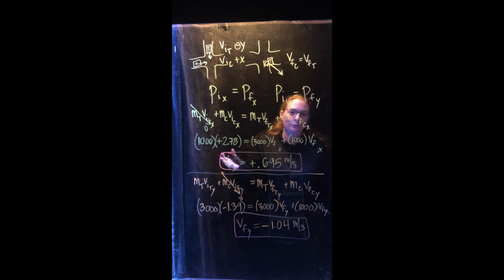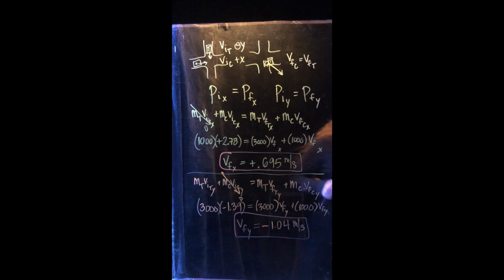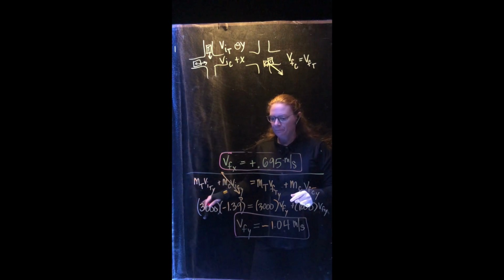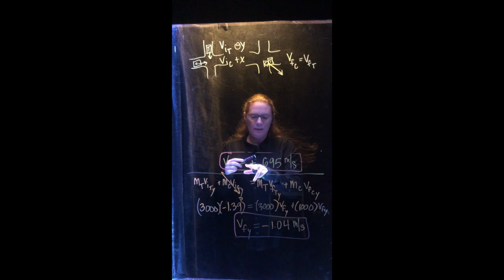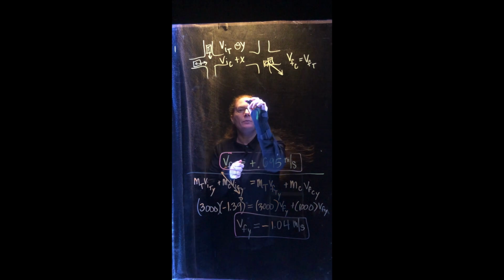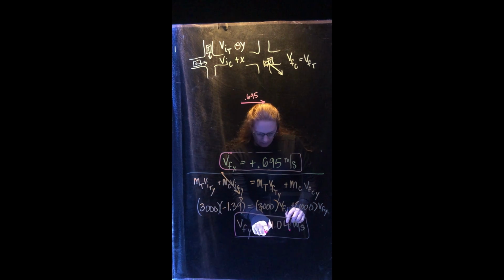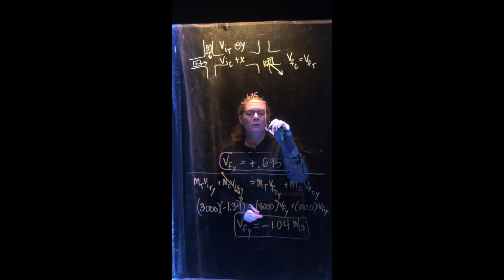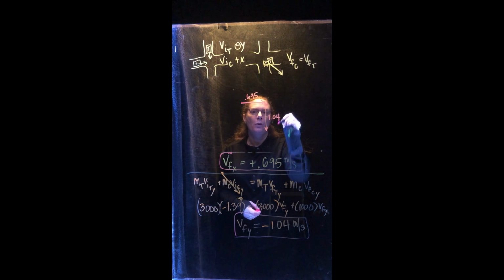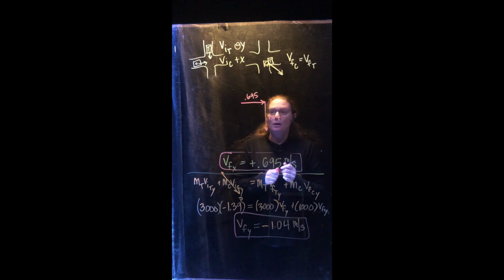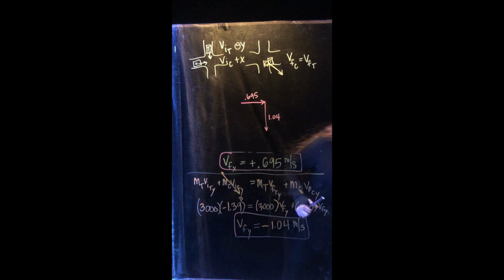What do you think I have to do to solve for what is the final velocity? Hopefully you say, put them together into a triangle. That's what we should do. So let's do that. My horizontal velocity is positive, so I have something going to the right at 0.695. My vertical velocity, negative 1.04, down 1.04. So there are my two components.